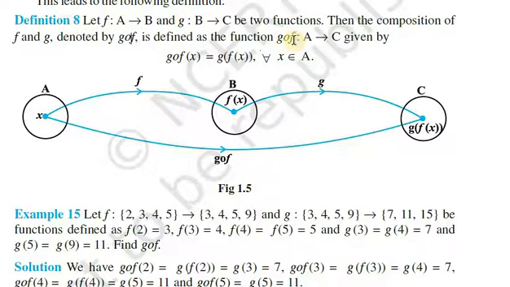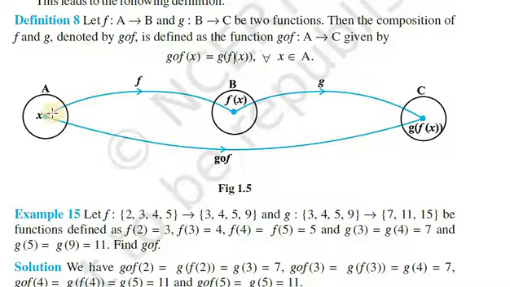It is defined as a function from the domain of the first function to the codomain of the second function, A to C, given by G of F of x equals G of f of x for all values of x. It means first we find f of x, then we put the value of f of x in G. f of x will be a point in B, but G is a function from B to C, so we can find the value of G of f of x for all x. Okay, so this is like this.